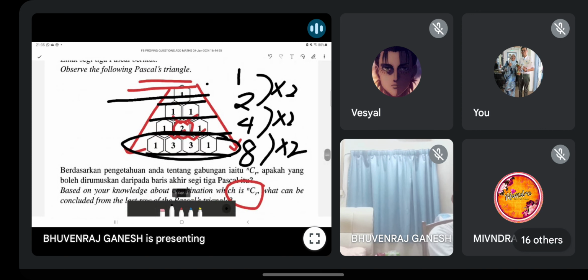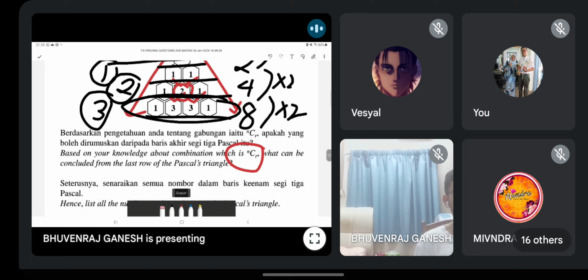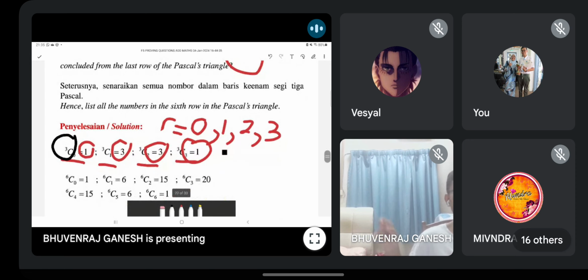Okay, the first one we don't count. Yang ni kita tak kira. So first row, second row, third row. That's why it's 3. We start with 3 and the number on the top, nombor kat atas dia 3. Can you see? 3C0, 3C1, 3C2, 3C3. Because third row, baris ketiga.